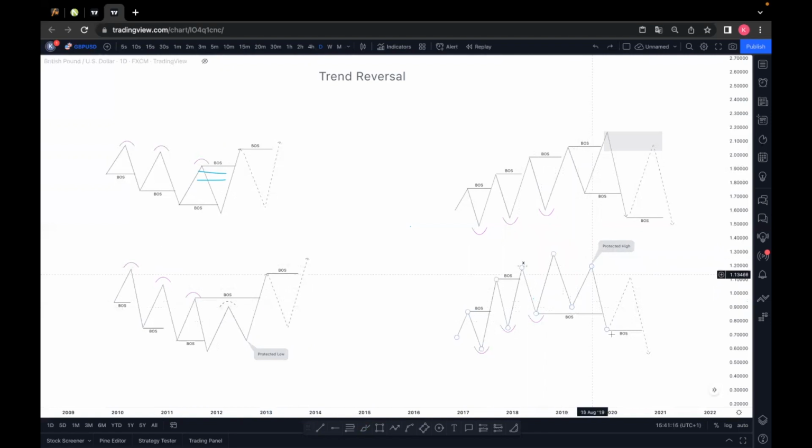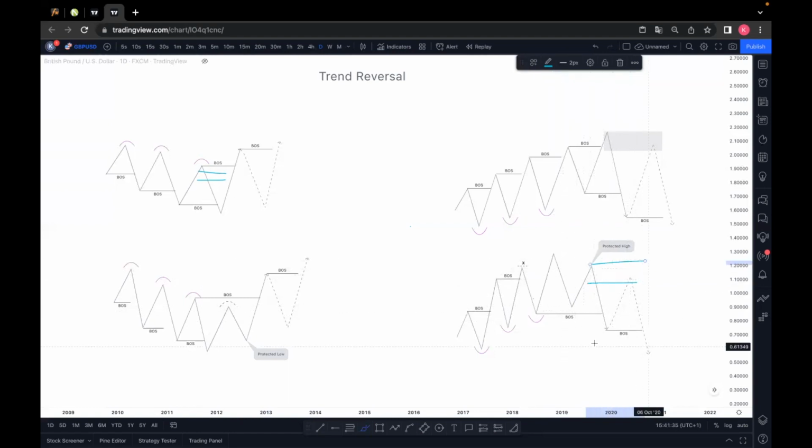Price actually breaks. We want to see price pretty much failing right here, failing to create a higher high. Now it creates a lower low. So this low right here and this high now become protected, because they actually did the job. They took out this low.